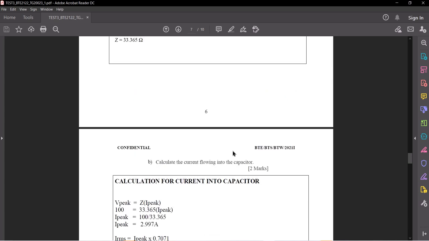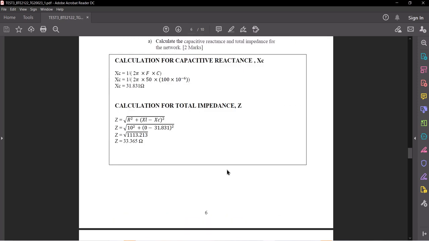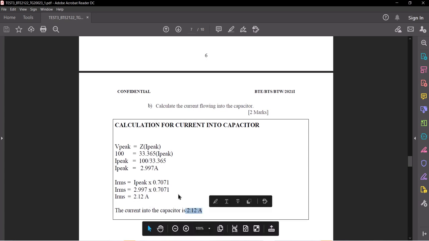Now calculate the current flowing into the capacitor. Since the capacitor and resistor are in series, the current at R1 and C1 is the same. So now V peak is equal to Z times I peak. 100 is the V peak equals 33.365 times I peak. I peak equals 100 divided by 33.365. I peak equals 2.997. Now this is I peak. We need to find I, which is IRMS. So IRMS equals I peak times 0.7071, and we can get the I is 2.12 for the capacitor.